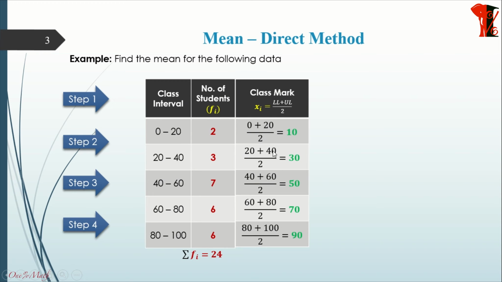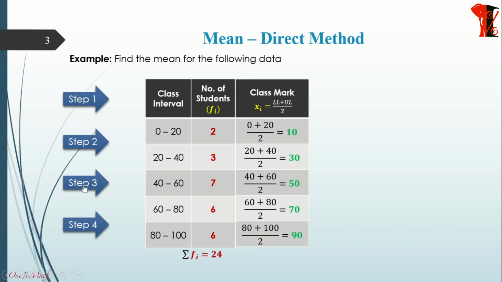20 plus 40 by 2. See, 20 to 40, it is 20 plus 40 by 2, which gives you 30. 40 to 60, 40 plus 60 by 2 gives you 50. 60 to 80, 60 plus 80 by 2 gives you 70. 80 to 100, 80 plus 100 by 2 gives you 90. So we have to add the class interval limits and divide by 2. That gives you the class mark.